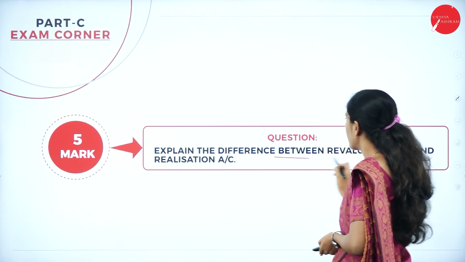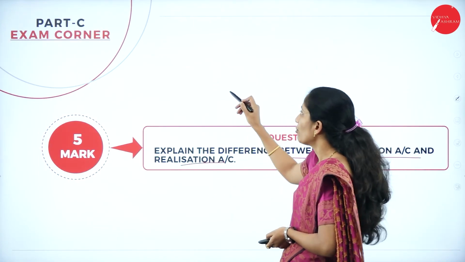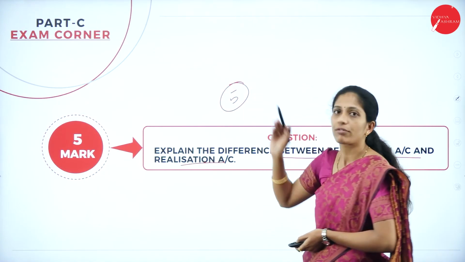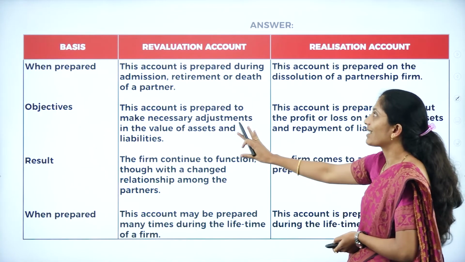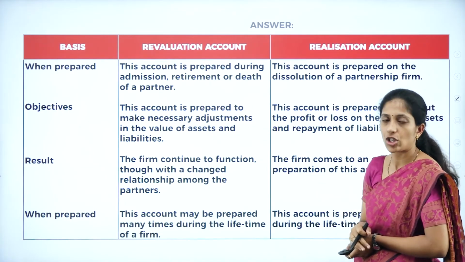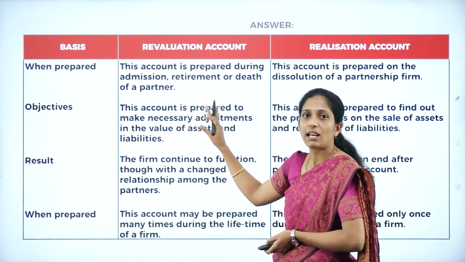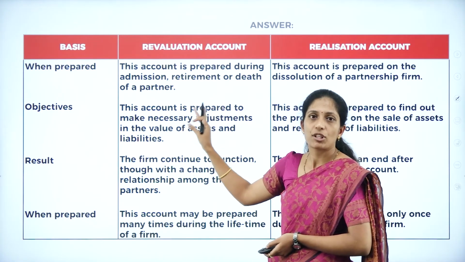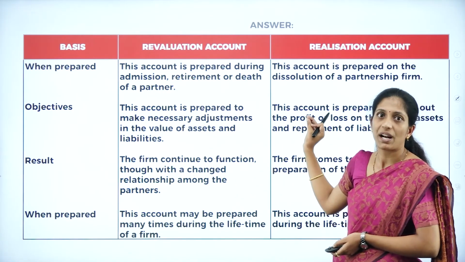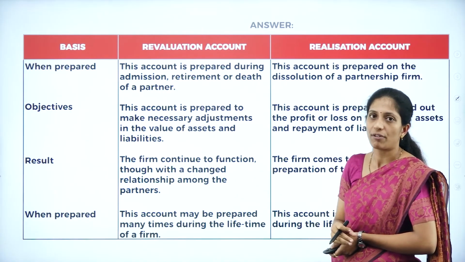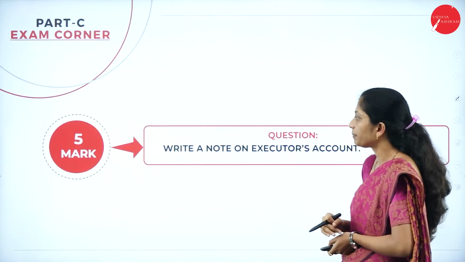Next question is difference between revaluation account and realization account. Here also for 5 marks you can write any 5 differences. Make sure that these two accounts are totally different. Revaluation account is prepared during admission, retirement and death of a partner, whereas realization account is prepared during dissolution of partnership firm. If you know that much, you can go on writing the differences.